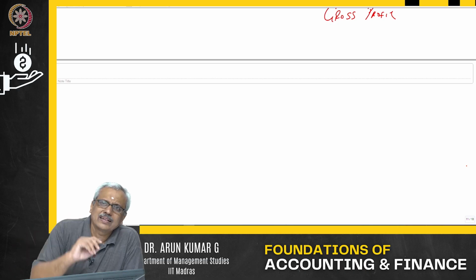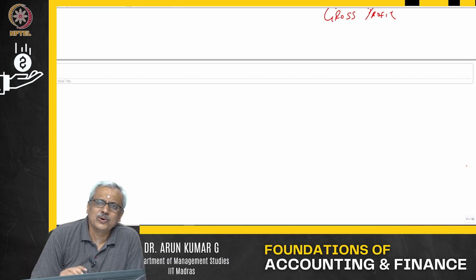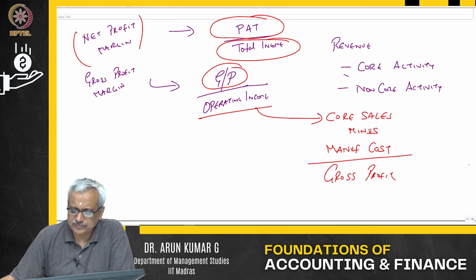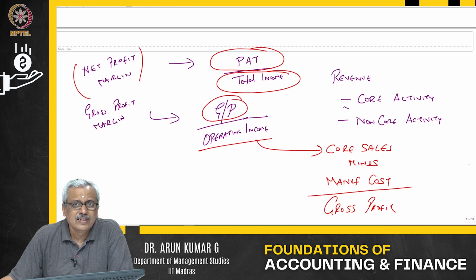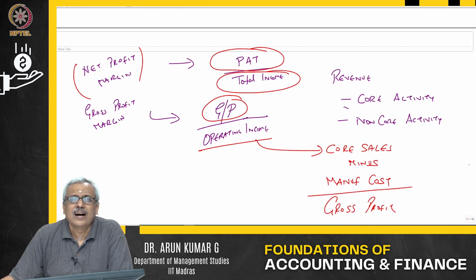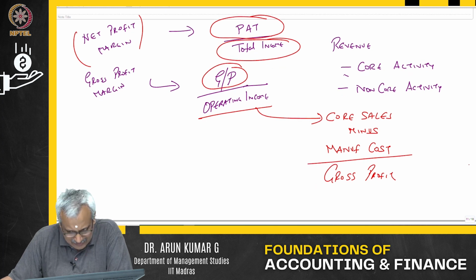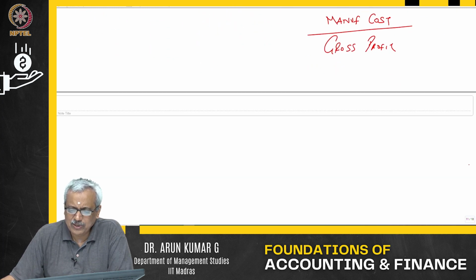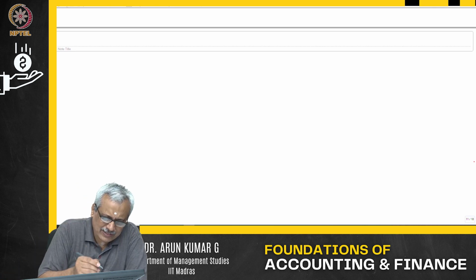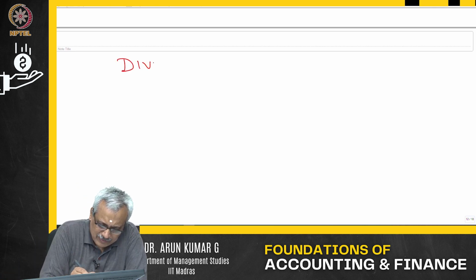Now coming back to what we saw with all this gross profit and everything. Are the shareholders interested in this? Yes. Are other stakeholders invested in this? Yes. Shareholders are interested in one more aspect also. They are also interested in what is called the dividend policy.